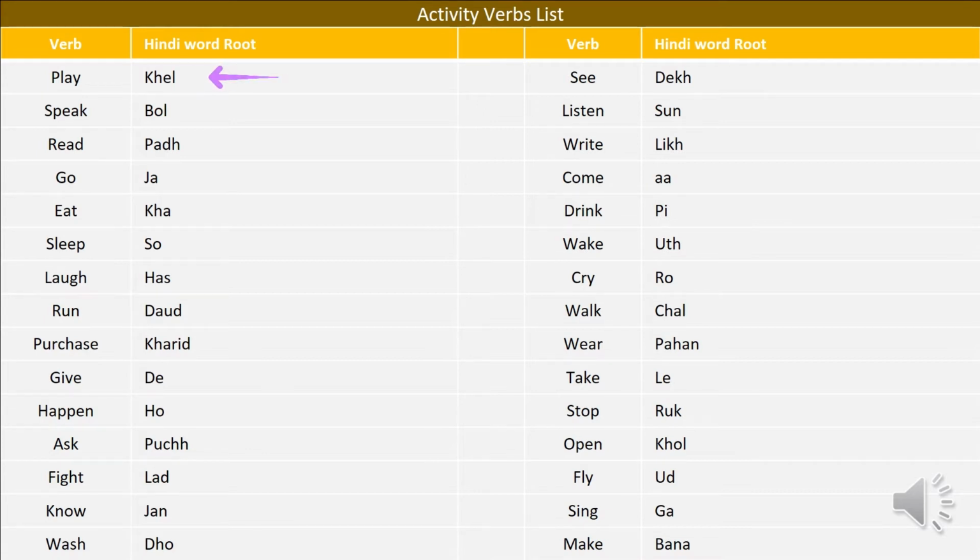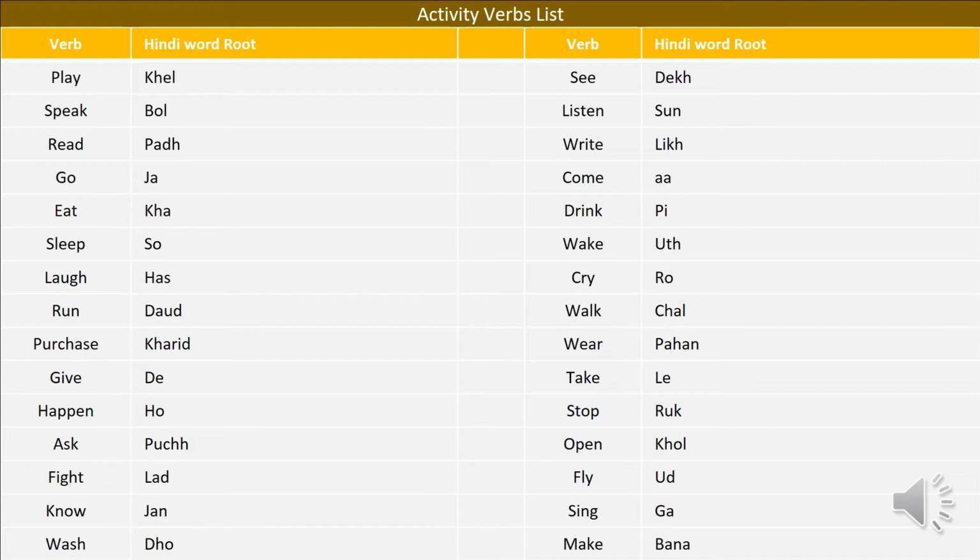Play is khel. Speak is bol. Read is पढ़. Go is जा. Eat is खा. Sleep is सो. Laugh is हंस. Run is दौड़.